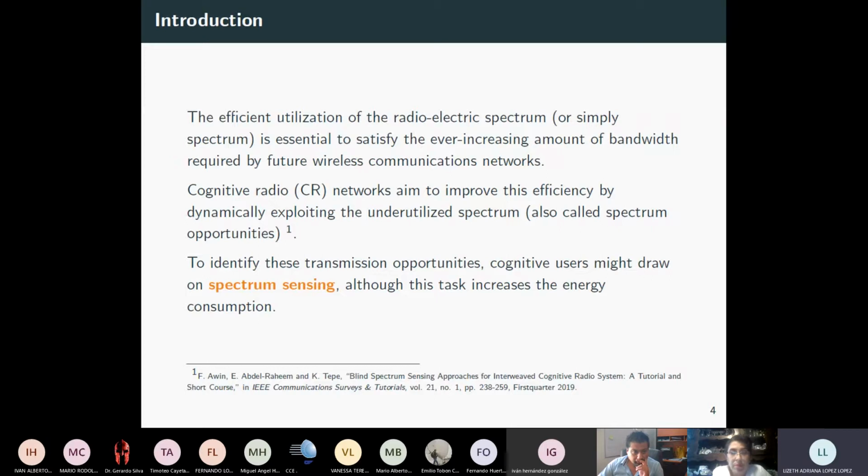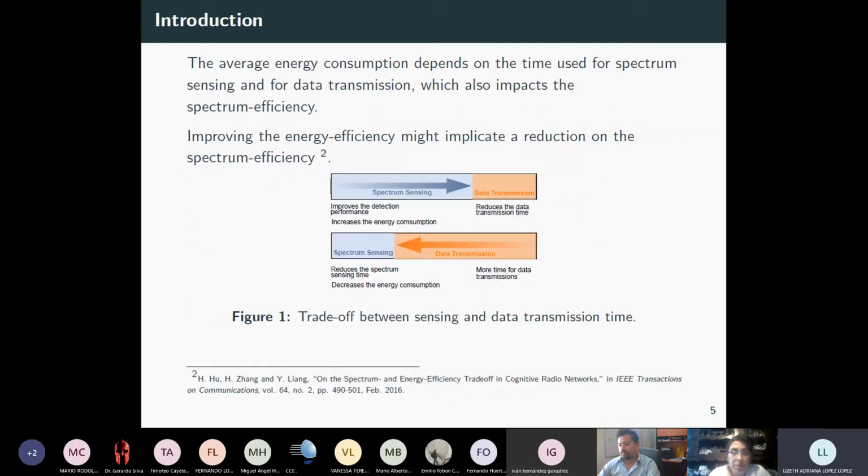Indeed, since this task must be performed periodically, the increment in the energy consumption can be significant. It can be a challenge for the terminal, especially for battery constrained terminals. The average consumption of the terminal depends on the time used for spectrum sensing and the time for data transmissions, which also impacts the spectrum efficiency.